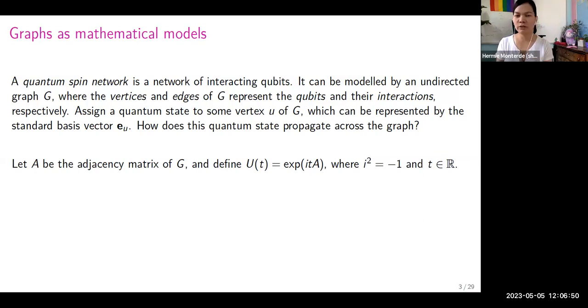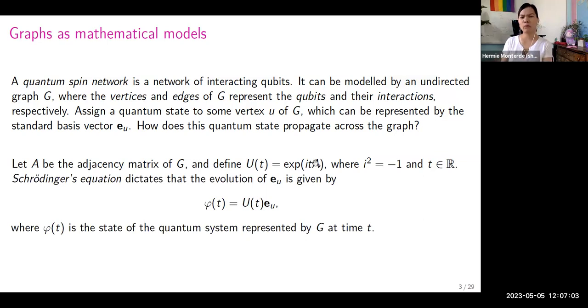You might be wondering, that looks a little bit complicated, the exponential of it times the matrix. But I'm sure some of you have seen that already, exponentiating a matrix. So why do we define it that way? It didn't come out of nothing. It came from Schrodinger's equation, and when you solve Schrodinger's equation, which is a differential equation, you get the solution P(t) = U(t)e_u.